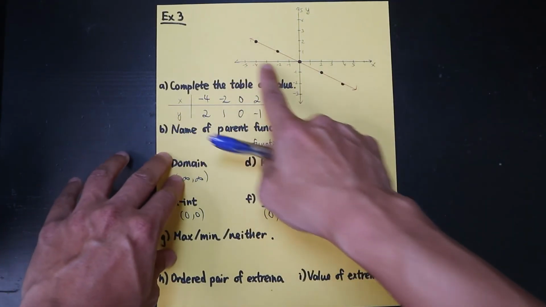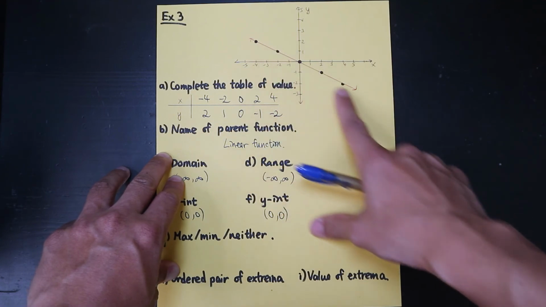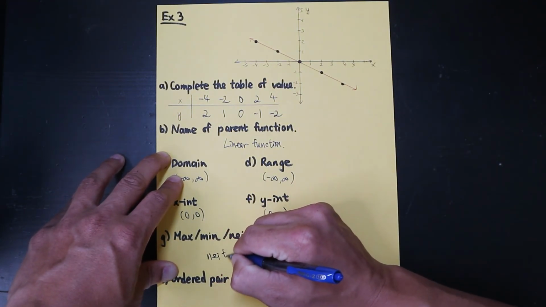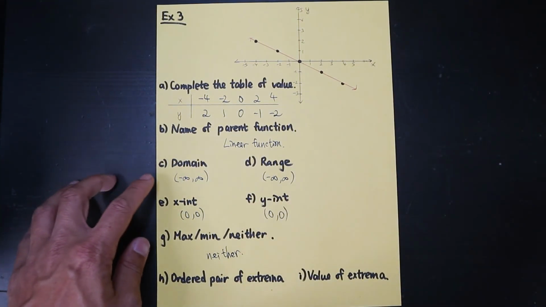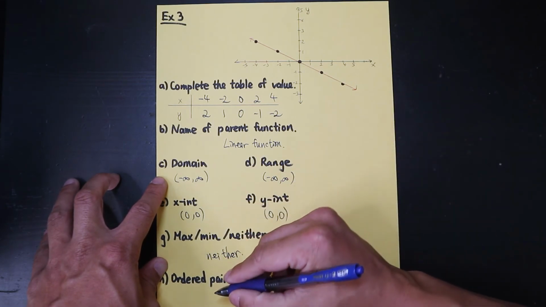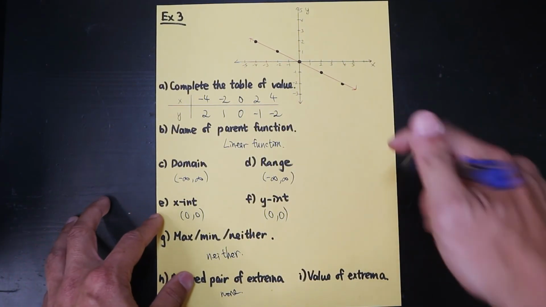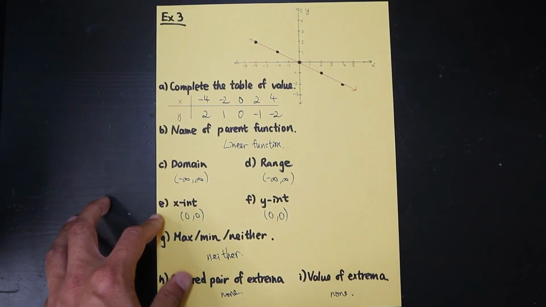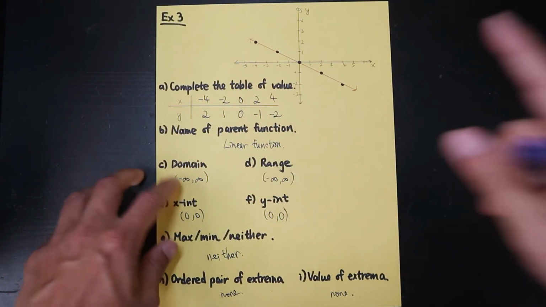Well, does this straight line have a maximum, minimum, or neither? Well, there's no top, there's no bottom, there's no highest or lowest point. So in this case, it's going to be neither. It has no highest or lowest point. Well, if you do not have a maximum or minimum, there's no way for you to write the ordered pair. So you're just going to write none. There's no extrema, and there's no value of the extrema as well. So you're going to write none. And then that's how you identify some key features of a linear function.